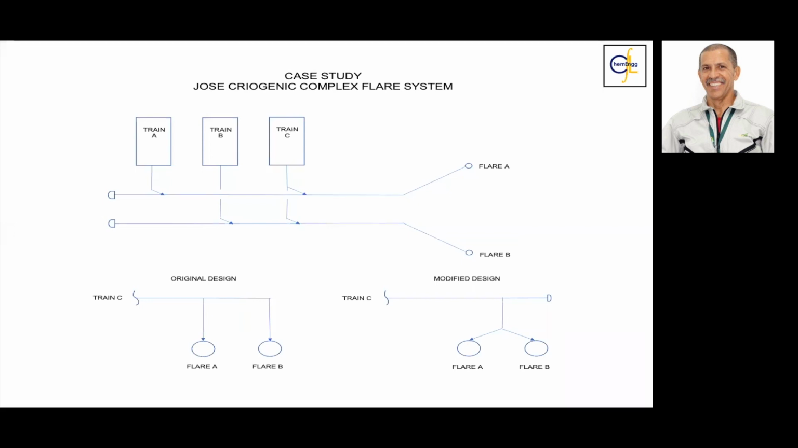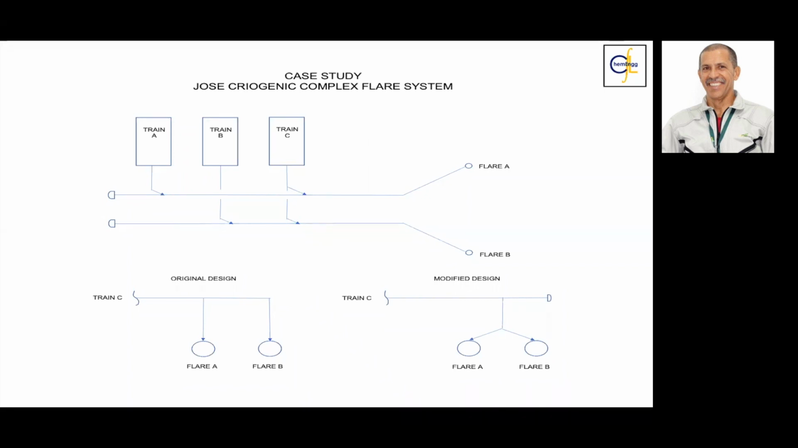Flare A and B, when we studied the several scenarios on the maximum flow rate of the three trains at the same time, still have the capacity to process these cases. However, the problem here was the connection. How do we interconnect this train C into these two flares?